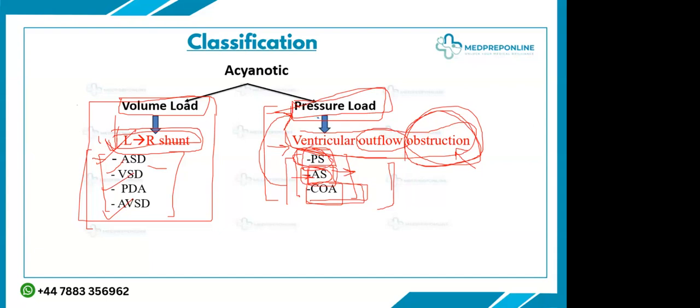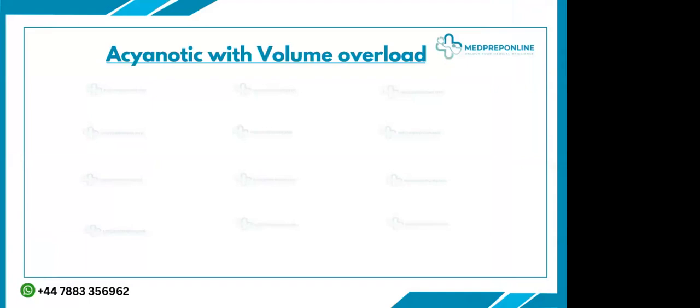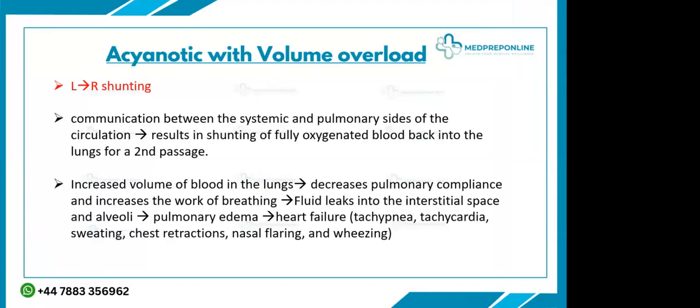So that is the outflow tract of the left ventricle. These three are the ventricular outflow obstructions, which are going to increase the pressures in the heart. Now we will talk about all these diseases one by one. First, we just get an overview of this.